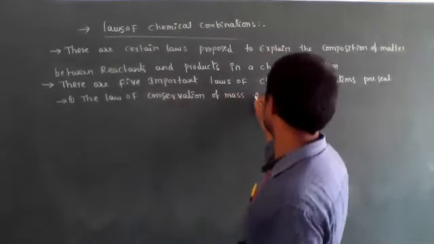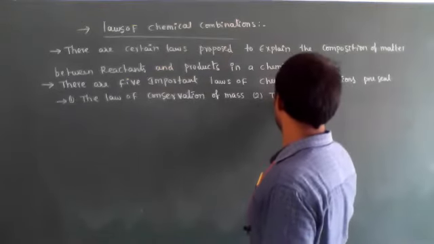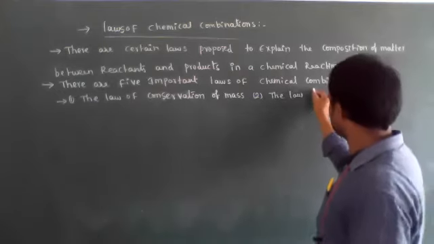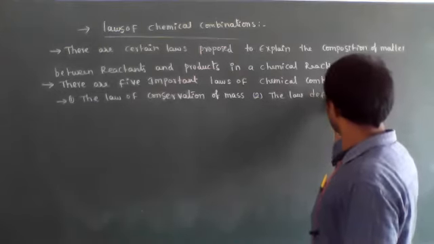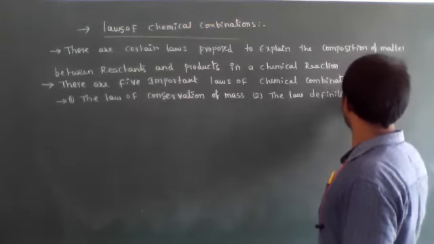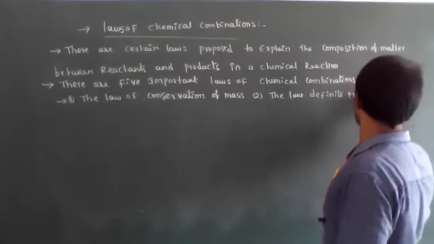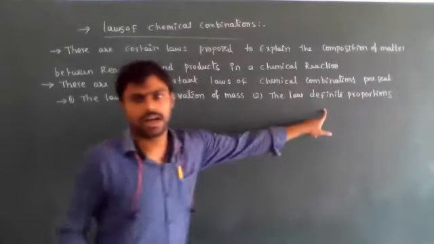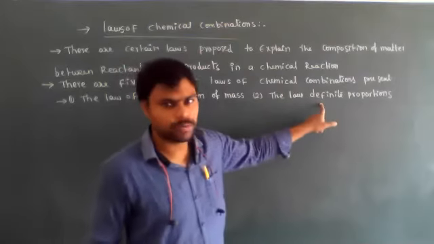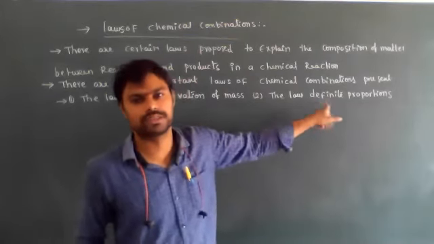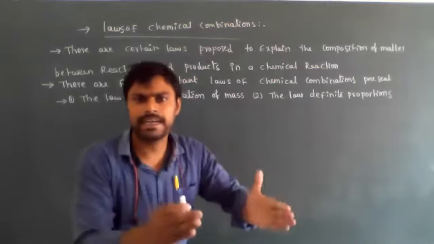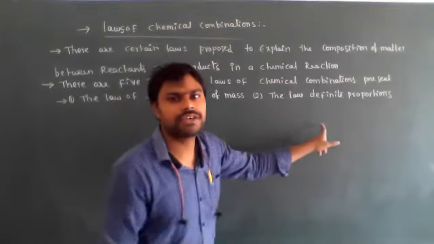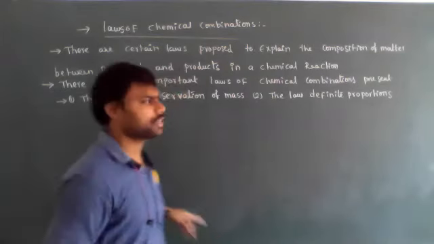The second one is the law of definite proportions, or the law of fixed proportions, or the law of constant proportions. Three names are present. One is the law of definite proportions, or constant proportions, as well as fixed proportions. That is the second one.